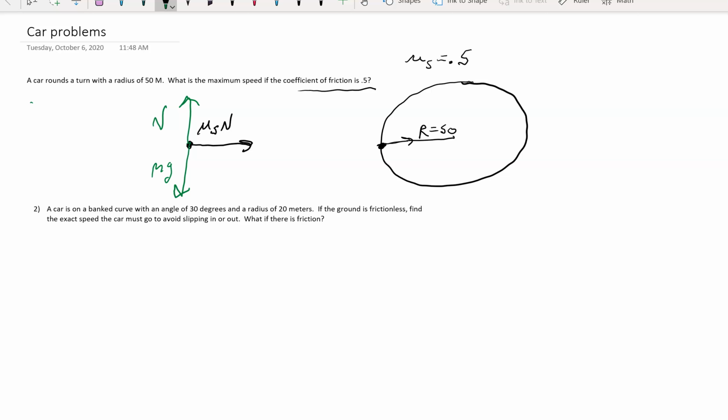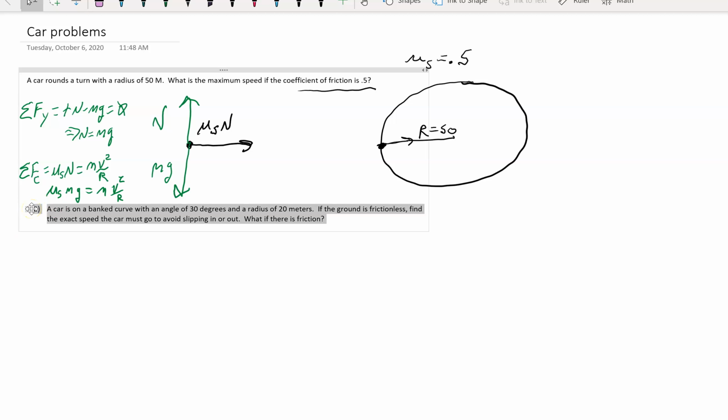And so we can say sum of the forces in the up-down direction, plus n minus mg equals 0. So the normal force is equal to mg. And then in the centripetal direction, sum of the forces in the centripetal direction, we only have one, and it's mu s times the normal, and that is mv squared over r. We've got our centripetal acceleration here. So I can replace this with mu s mg equals mv squared over r. And so you see we actually don't need to know what the mass is.